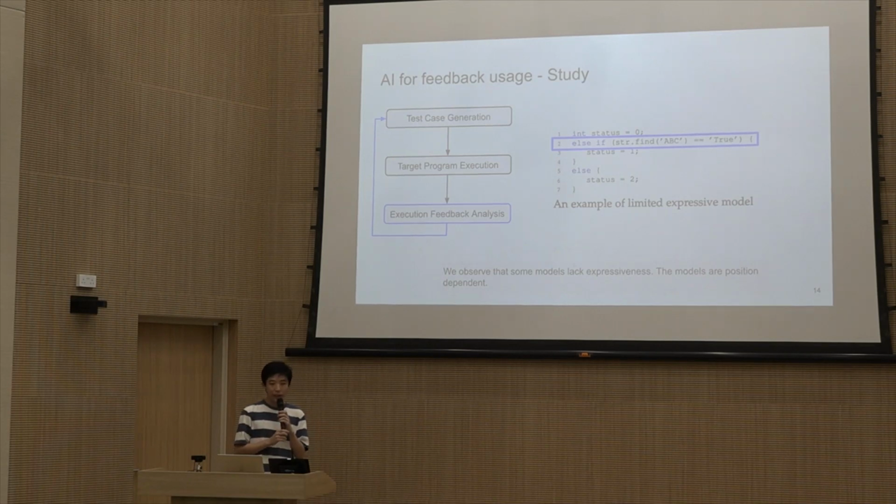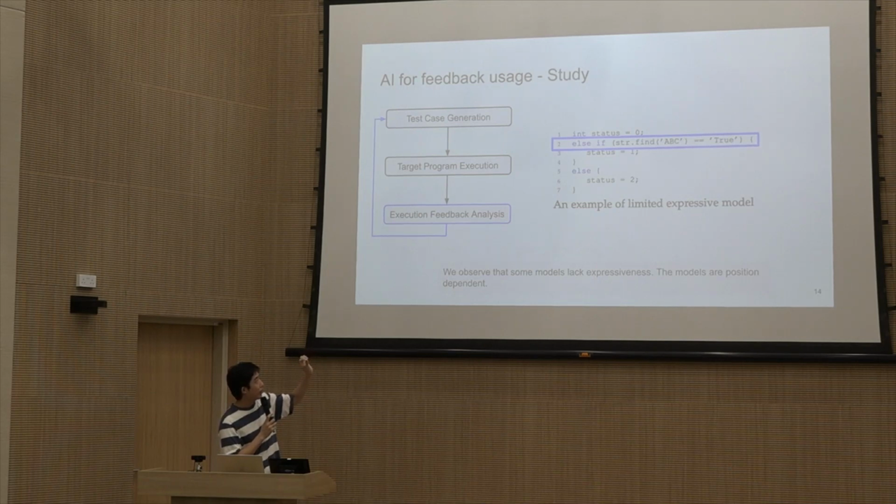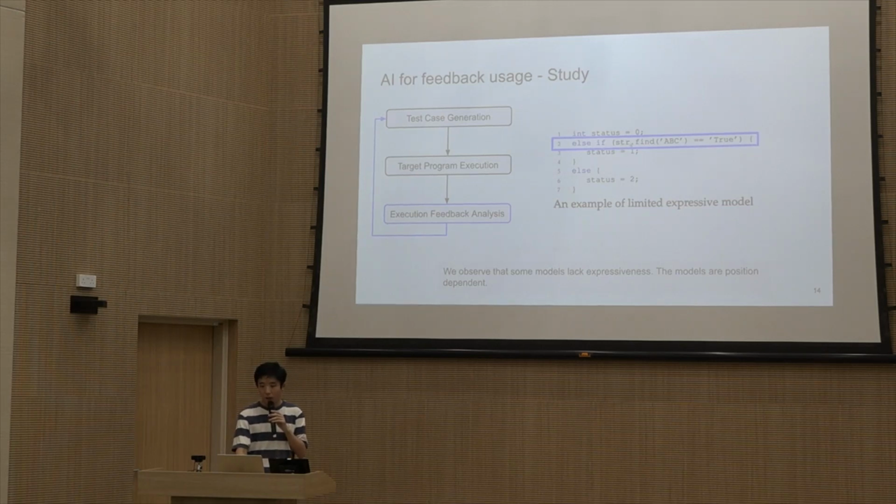So the biggest problem here is that we are trying to predict the relation between the content of the input and the reachability of a certain part of the code. So let's say we are trying to predict whether a given string can reach line 3 here. If the string starts with ABC, then we can reach line 3.